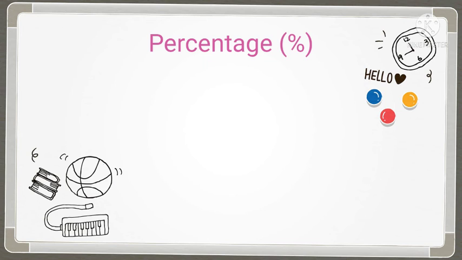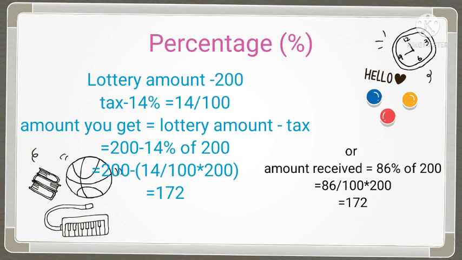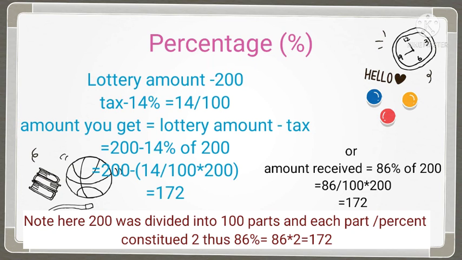Consider another example. You won a lottery of 200 rupees and they said that 14% of the total amount will be curtailed in the form of tax and you will receive only 86%. Then the amount you will receive is 86% of 200, that is 0.86 times 200, which is equal to 172 rupees.